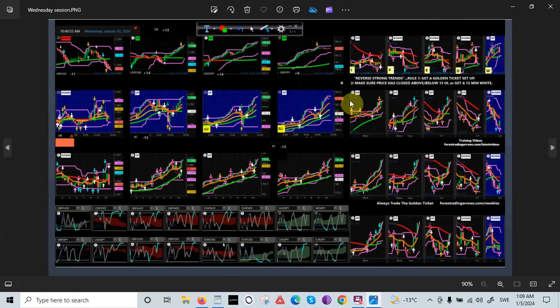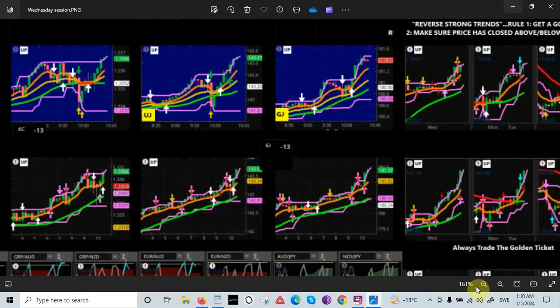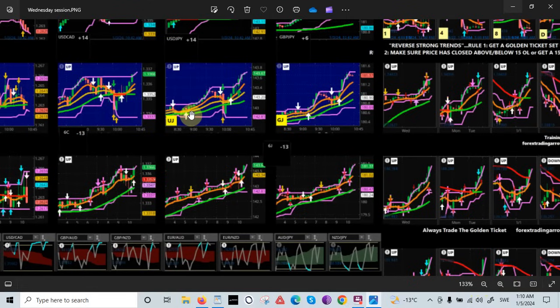I want to point out, in case somebody starts considering compounding the way I do, if you're going to do that, you have to adjust your approach and a little bit how you see this, and be prepared for some certain things. Wednesday was a great example of this, and I'll show you in a second what I mean. Look, I took UJ 5-minute entry, and I took GJ 15-minute entry.